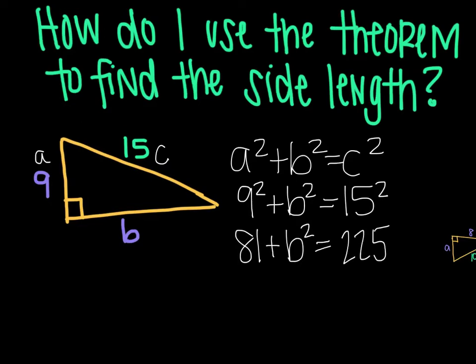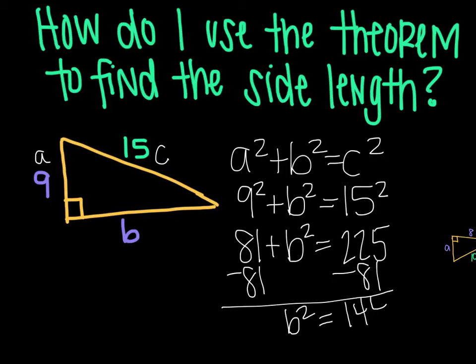Now, this is where the algebra piece comes in. You want to have your variable on the side alone. So I have to move that 81 over to the other side. So now I have b squared equals, and then 225 minus 81 will give me 144. Now I have to square root to undo that squaring, and so b is going to equal 12, which means my side length is 12.